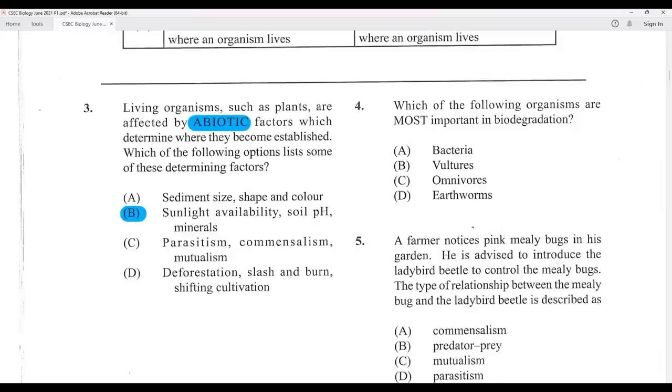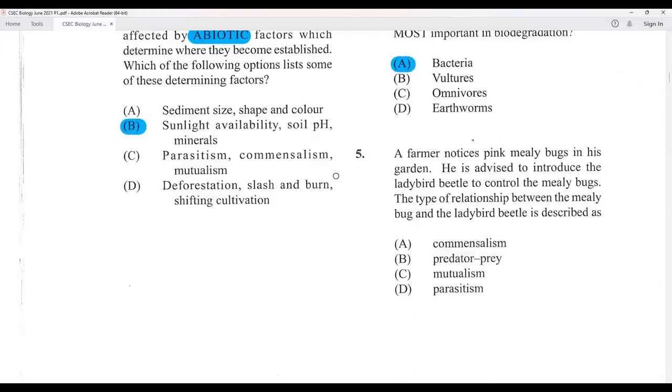Question 4, which of the following organisms are most important in biodegradation? And that would have to be bacteria.